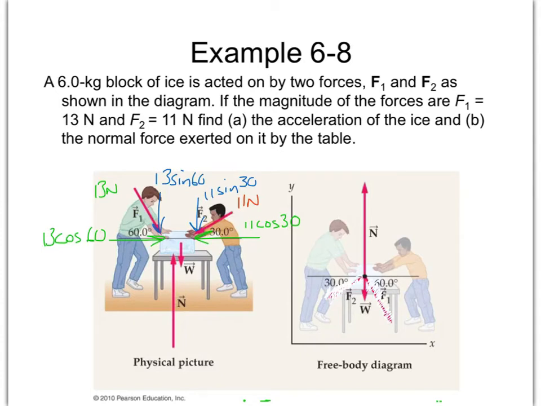All right. Now, even without the boys pushing on this ice block right here, the ice block still has weight.